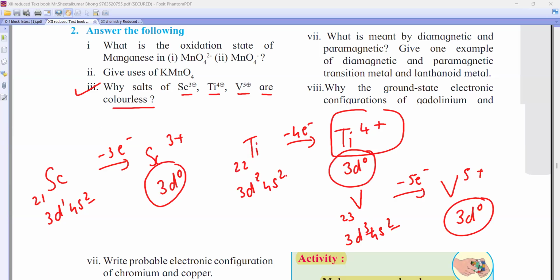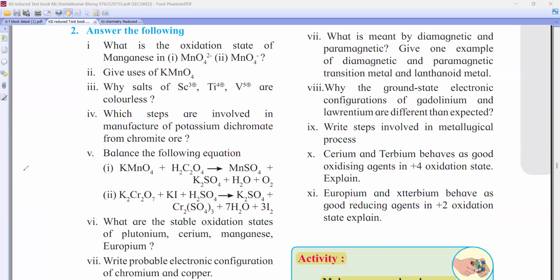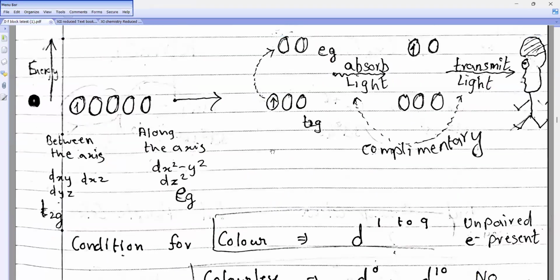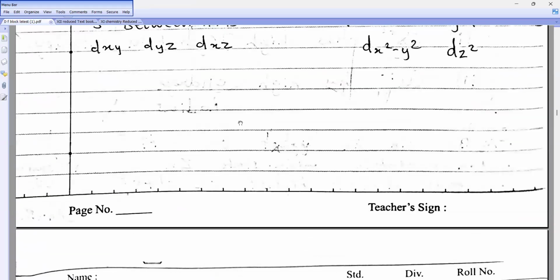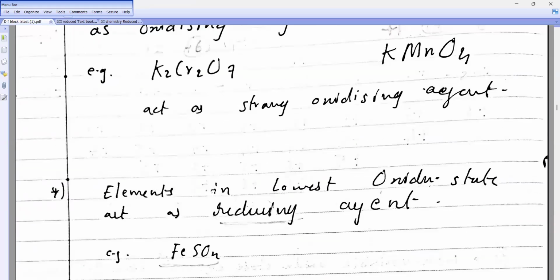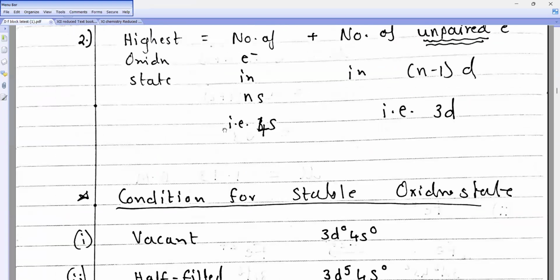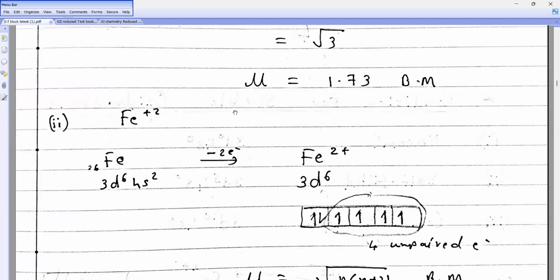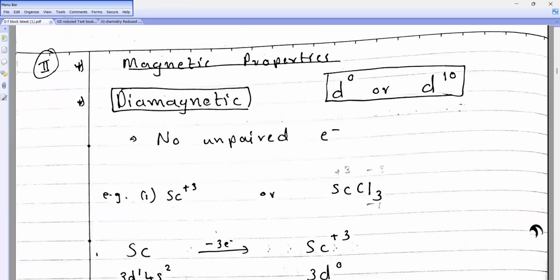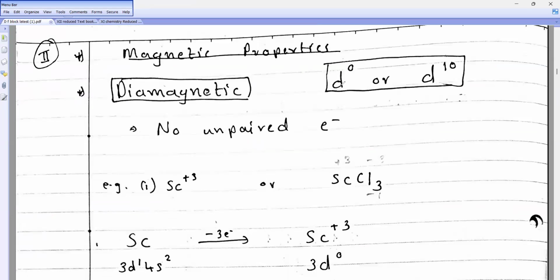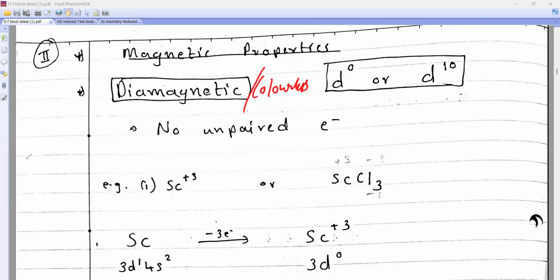So why can't we just say they're diamagnetic? What you are saying is true. That is why I was explaining this, beta. Whichever will be diamagnetic, we don't have to write diamagnetic. We have to write the exact reason, showing the electron loss. I'm giving you a shortcut now. In the exam, if they ask about diamagnetic, look for d0 or d10. d0 and d10 are diamagnetic as well as colorless. Have you understood now? And if they say paramagnetic, then they are colored.